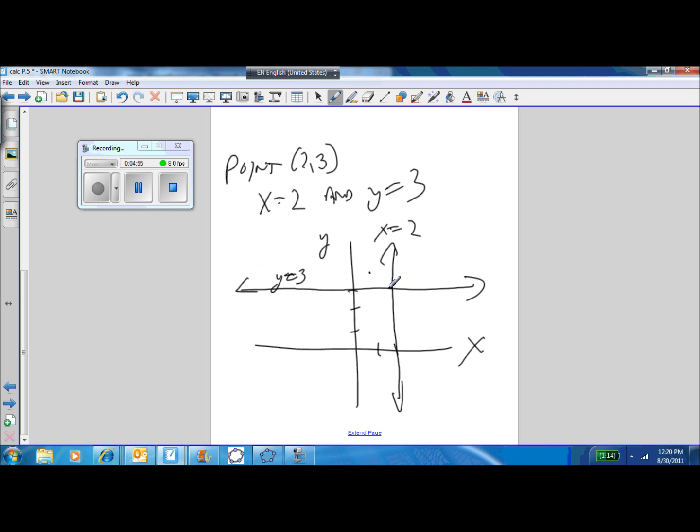And where they intersect is the point that we call 2, 3. Okay.